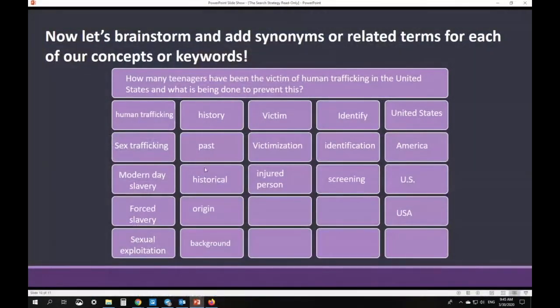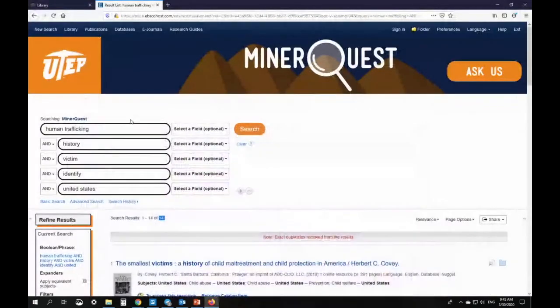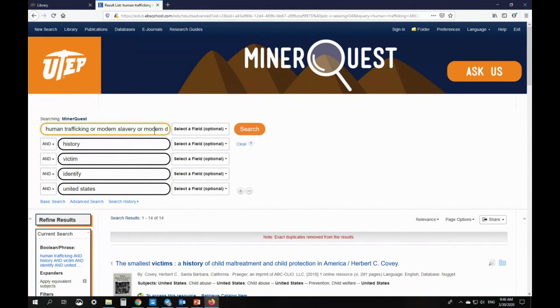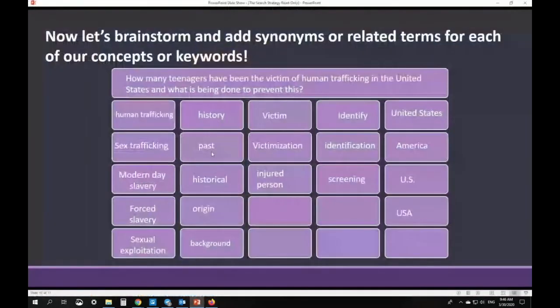This is where your synonyms or related terms come in. Remember that not all researchers are going to use the word human trafficking to talk about human trafficking. They may use words such as sex trafficking, modern-day slavery, forced slavery, sexual exploitation. So in the database MinerQuest, I'm going to type the word or, and MinerQuest auto-suggests popular terms. So this one kind of looks like it matches mine. So I'm going to use that one.